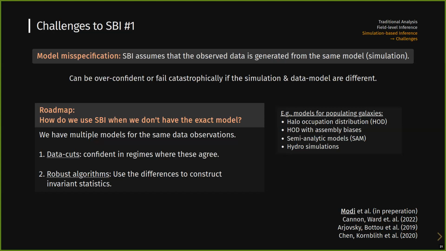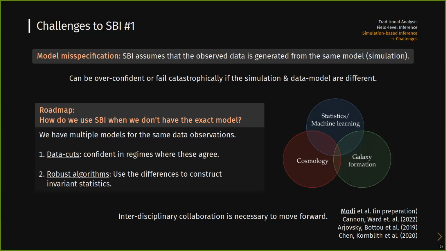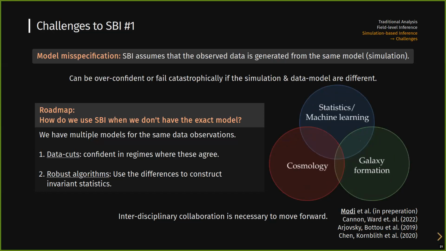There's some work recently in the machine learning literature. I'm only citing 2 papers here, but there's a lot of work which can allow us to develop invariant statistics like this to construct robust algorithms in this setting. The point being that moving ahead, this is an open problem both in machine learning and cosmology at this point. And in cosmology, at least, we'll require interdisciplinary collaboration between cosmologists, galaxy formation people, statisticians, and machine learning experts to develop algorithms like this. And I've spent the last 2 years trying to develop these kinds of collaborations at Flatiron.